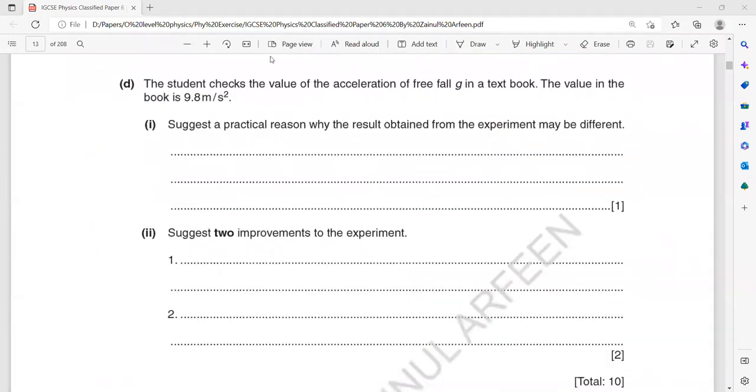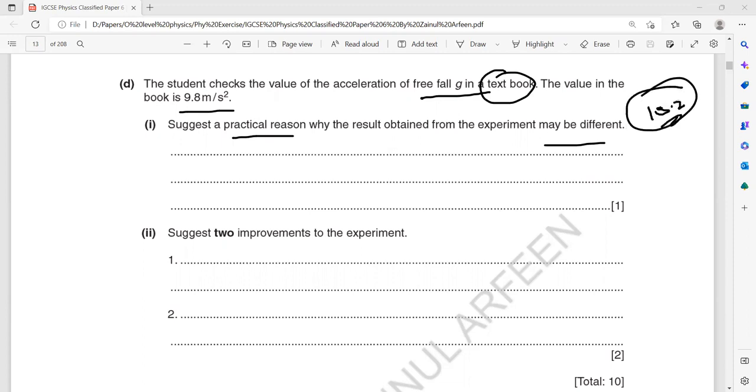Then the student checks the value of acceleration of free fall in a textbook, and the value is 9.8. Suggest a practical reason why the results obtained from the experiment may be different. Like the student is getting 10.2. What might be the reason? What is the student measuring here? The student is measuring a length. The student is measuring a time period. So what might be the reason?